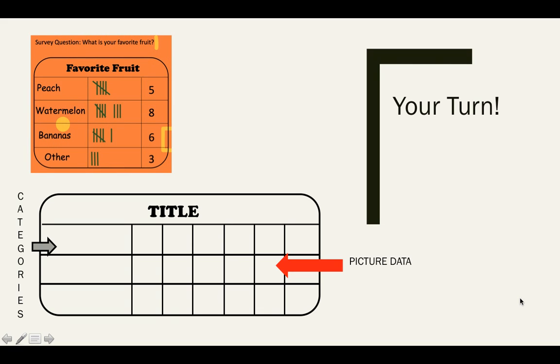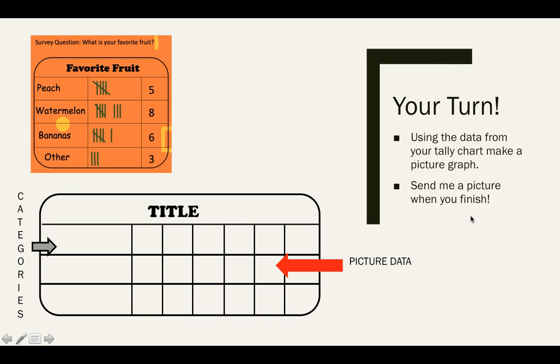I want you to use, remember I told you to save your tally chart from the last time for favorite fruit. So now you're going to put peach, watermelon, bananas, and other, and you're going to create your own using the information from the tallies, but this time you're going to draw pictures for each. Ready? I hope you like this lesson. Using the data from your tally chart, make a picture graph. Send me your picture when you finish.